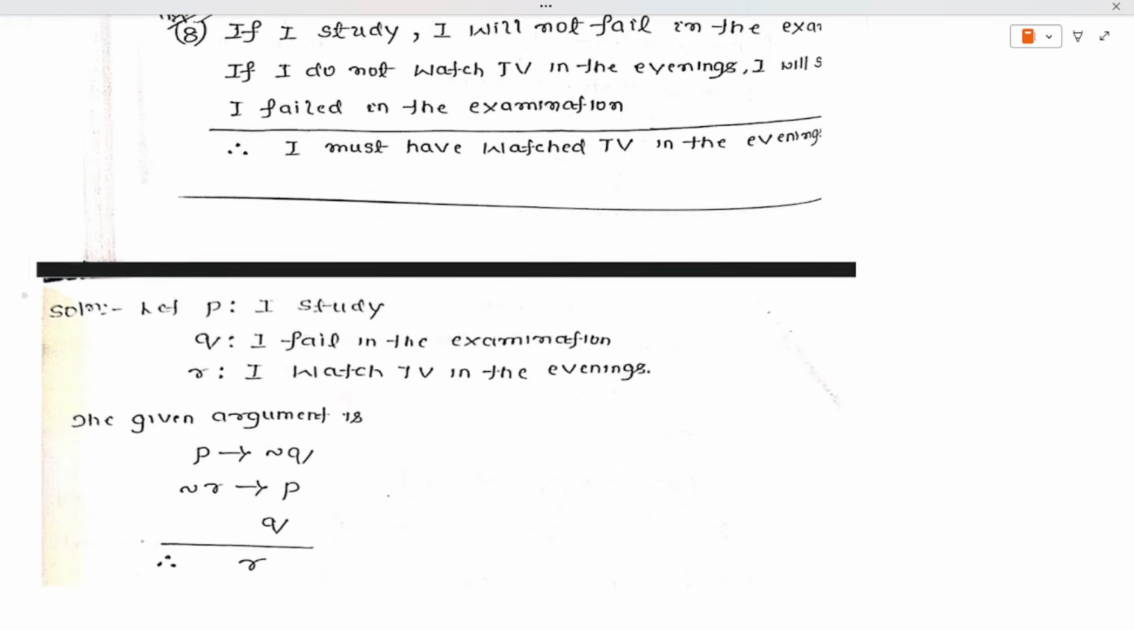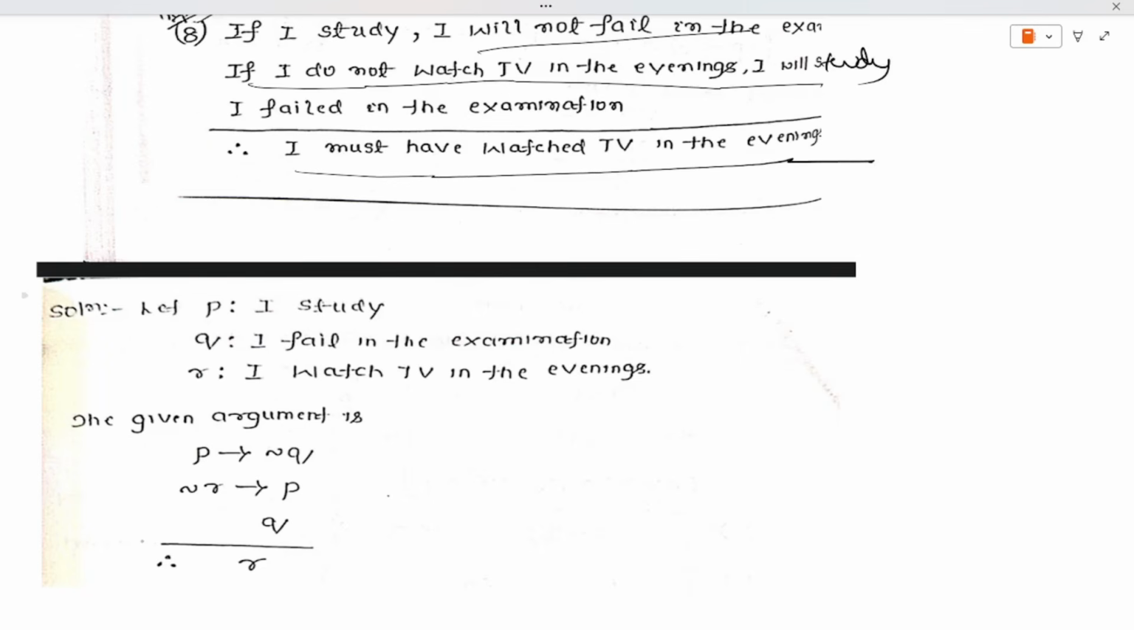If I study, I will not fail in the exam. If I do not watch TV in the evenings, I will study. I failed in the examination. Therefore, I must have watched the TV in the evening. That means they have given I failed, so he has watched the TV.